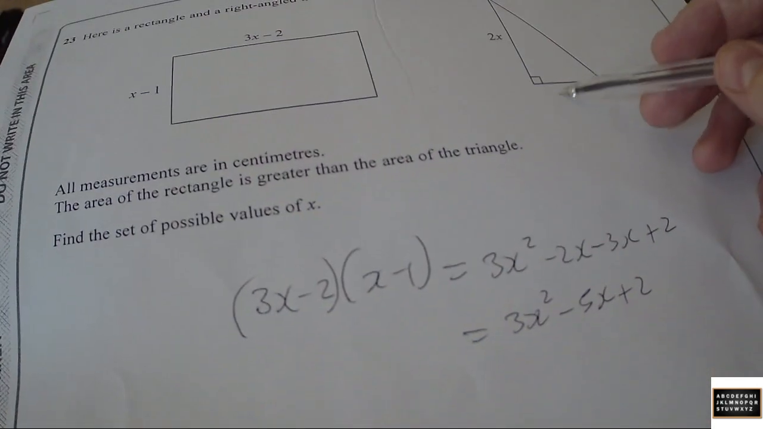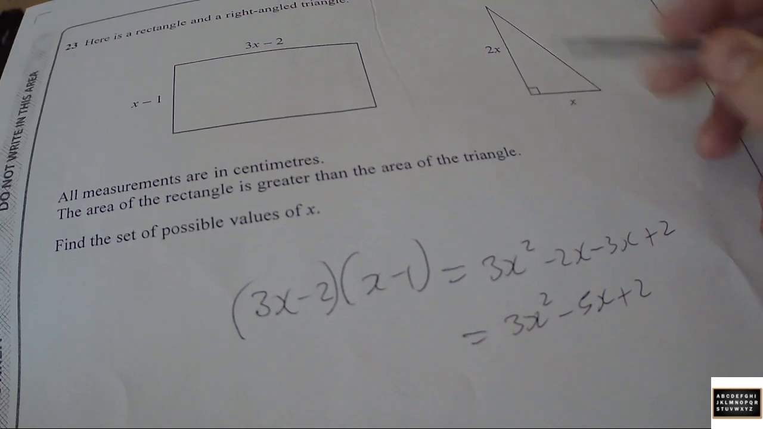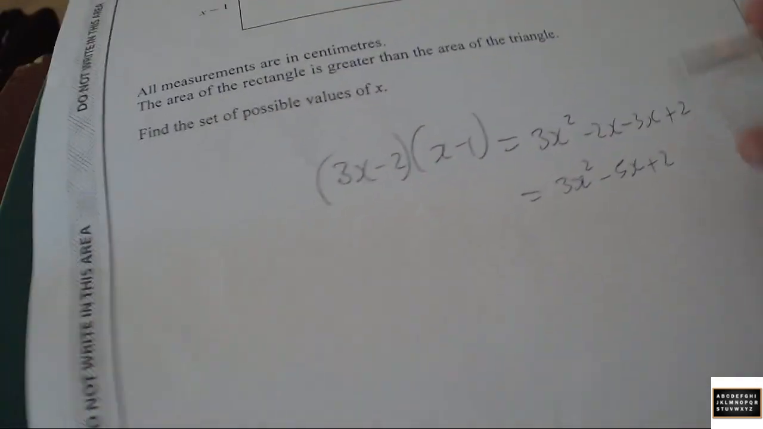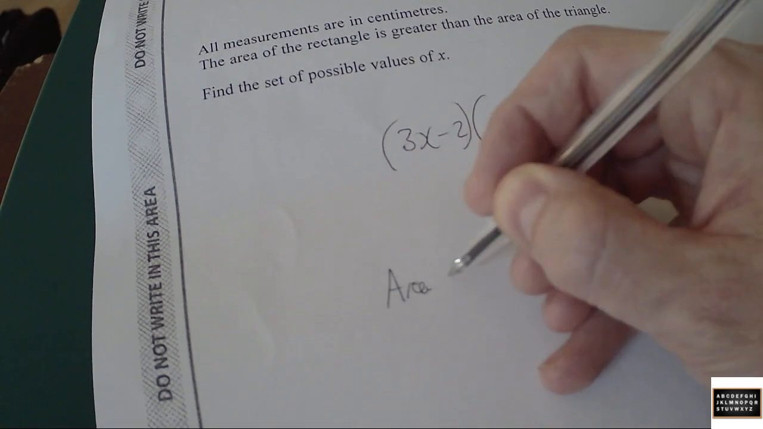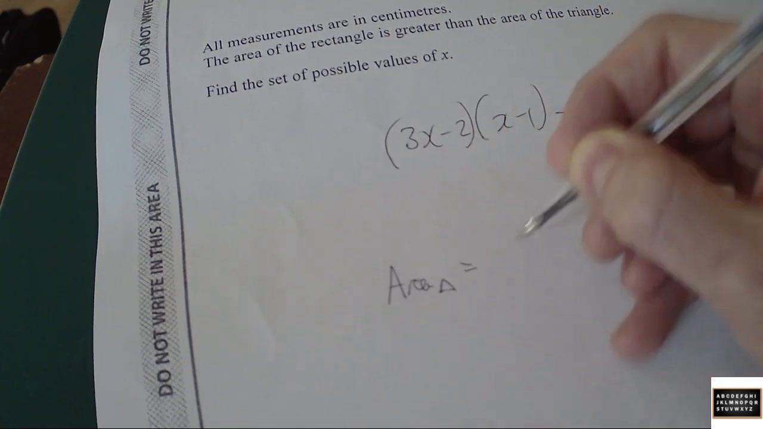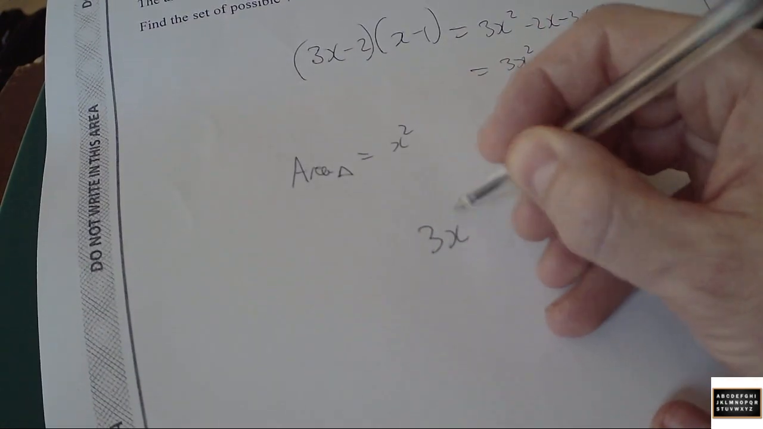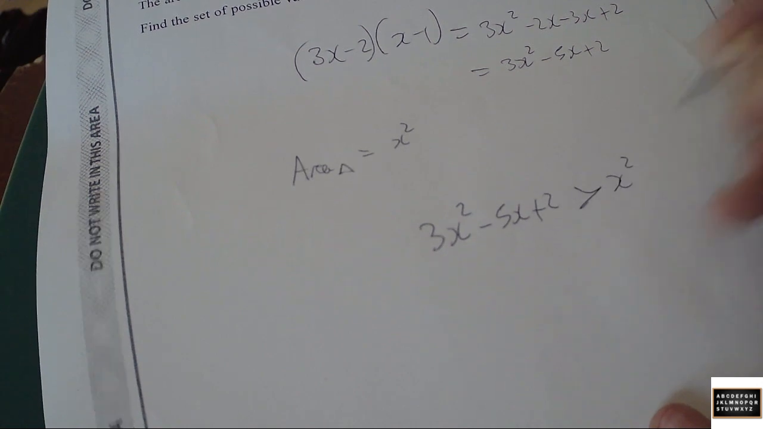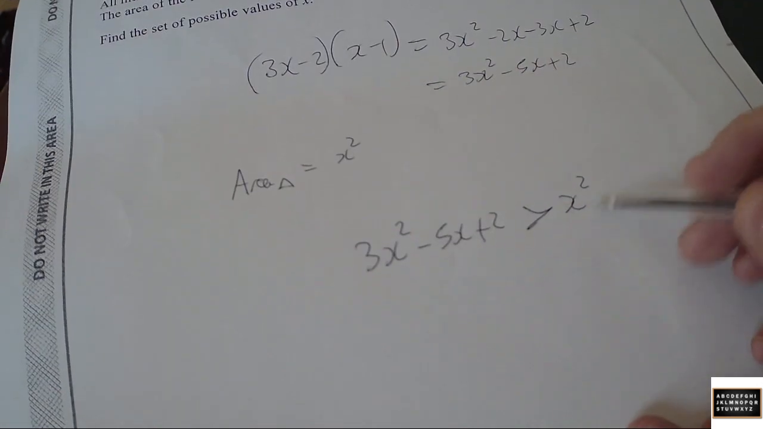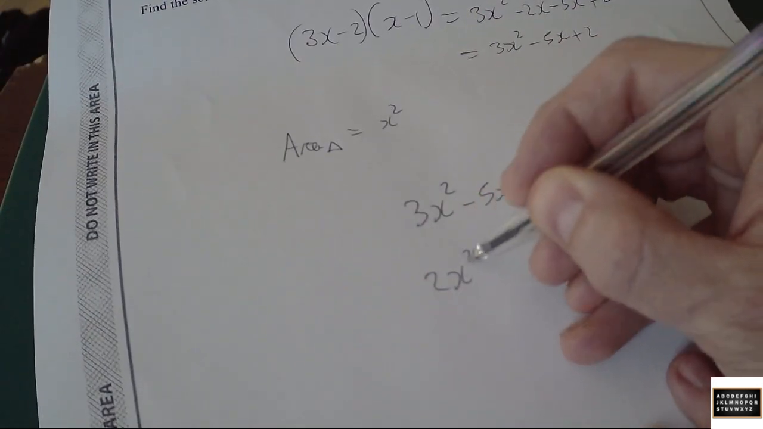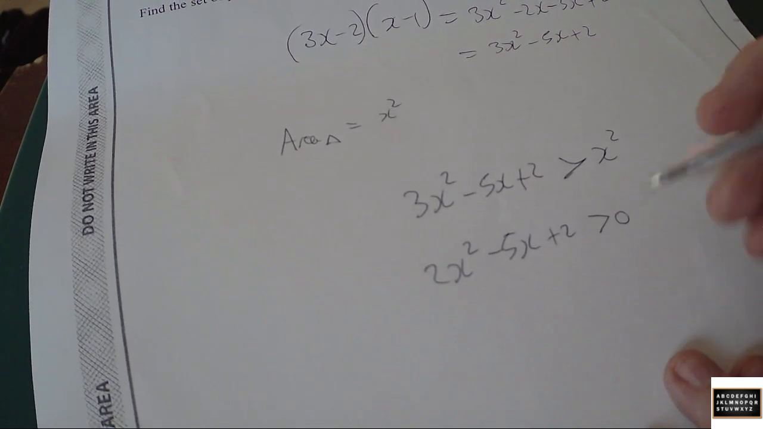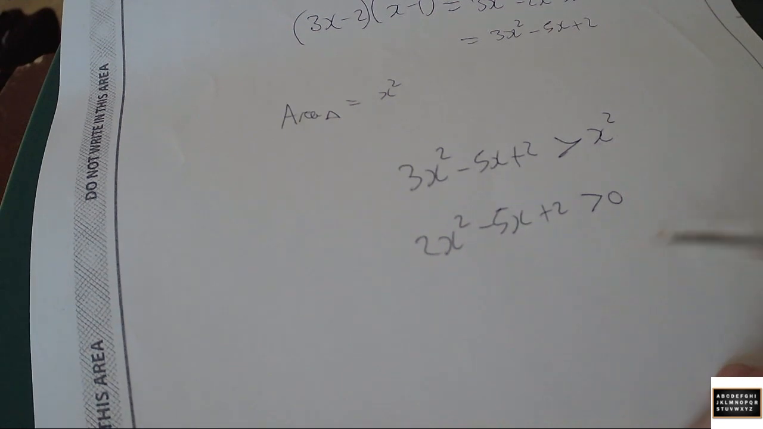The other one on the other side, the area of this triangle, is half the base times the height. So the base times the height is 2x squared, and half the base times the height will be x squared. So the area of the triangle will be x squared. And it's telling you in the question that the area of the rectangle, 3x squared minus 5x plus 2, is more than the area of the triangle, so more than this. So you've got 2x squared minus 5x plus 2 being bigger than 0.